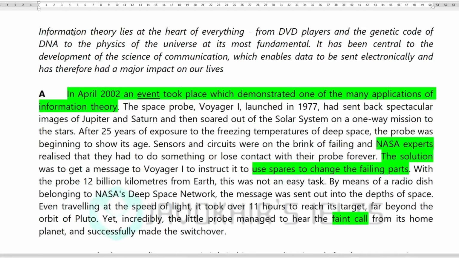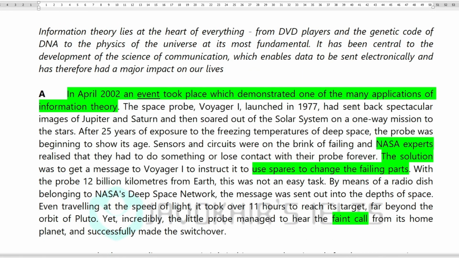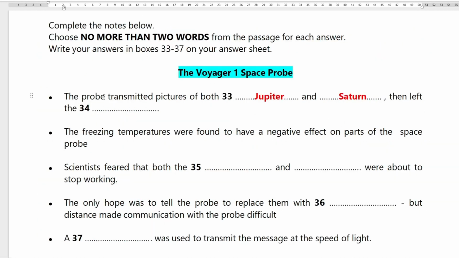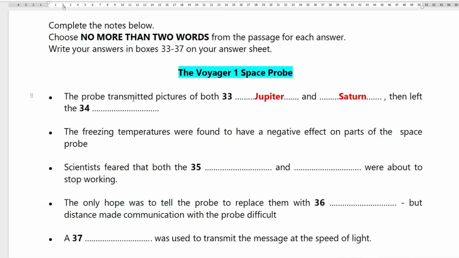Then left. So pictures of both. Sent back spectacular images of both, and then started out of the solar system on a one-way mission to the stars. Then left the solar system. So started out of means leaving the solar system. This becomes a little bit easier than we thought. So, solar system.